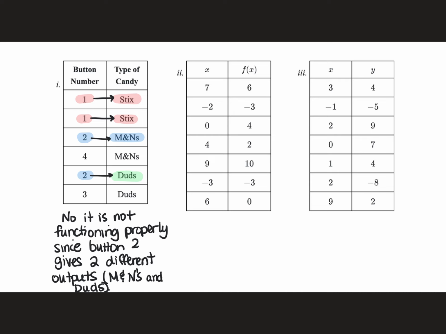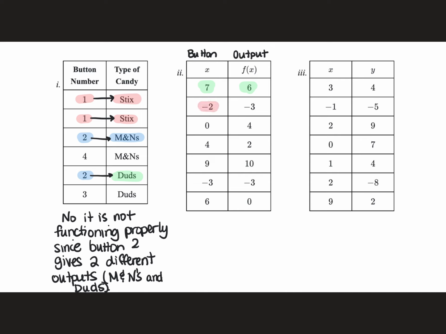So I'm going to just scan through my tables, look at my button. That's what this is here. These are going to give my outputs. So my buttons are what we call the x's. Let's see if we have any repeats of our buttons. It looks like I just have one button 7, no other button 7s, and it gives me an output of 6.